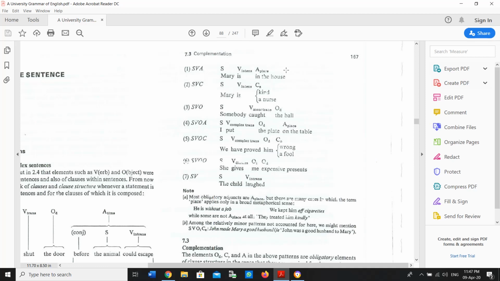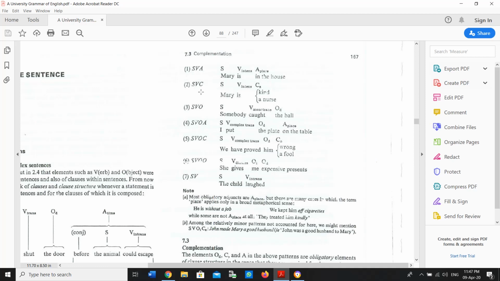Mary is in the house. In the house is adverb of place. Ali is in this college. In this college is adverb of place. They are here. Here is adverb of place. So as you see, I depend on verb to be to get this type of clause.